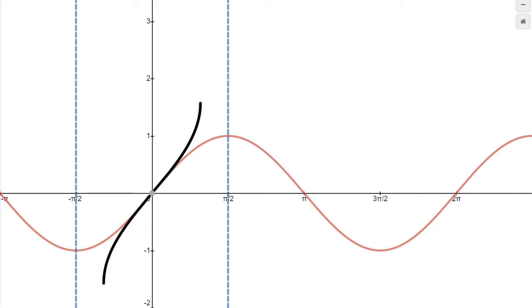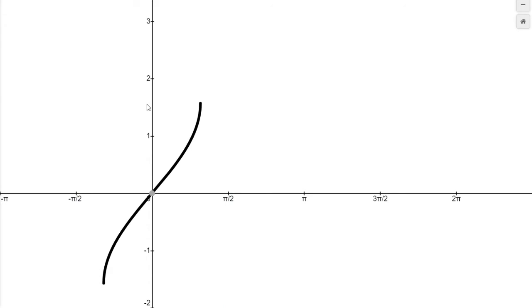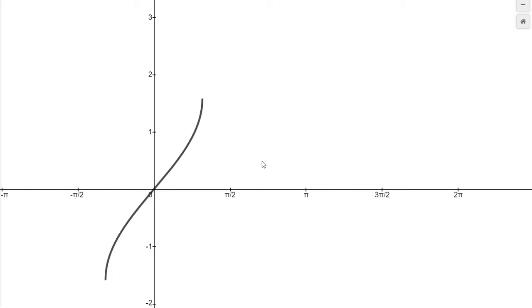And notice it has endpoints. The endpoints are 1, pi over 2 and -1, minus pi over 2. You need to know the endpoints of this graph. You need to know that it doesn't just keep wibbling up and wibbling down infinitely.